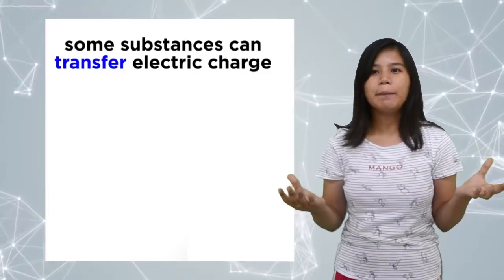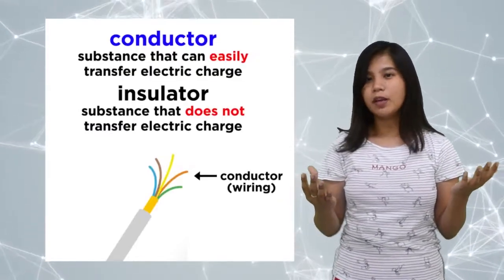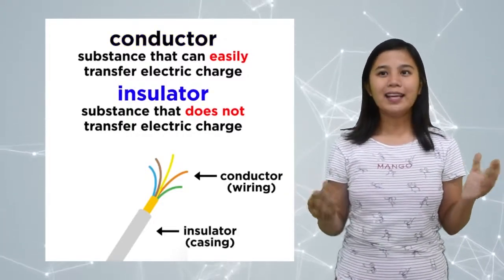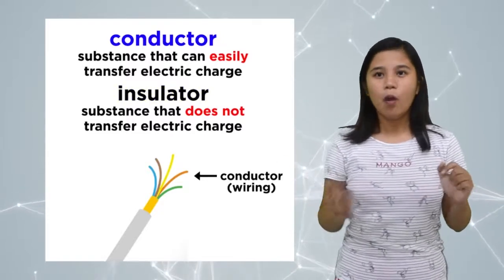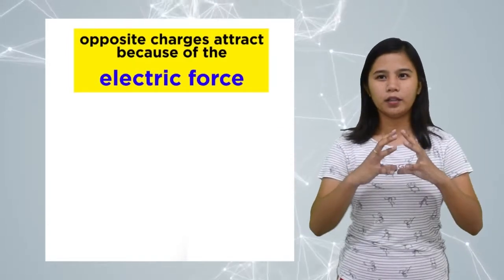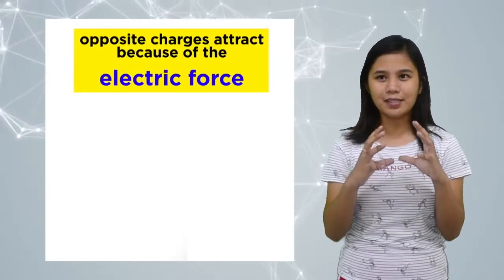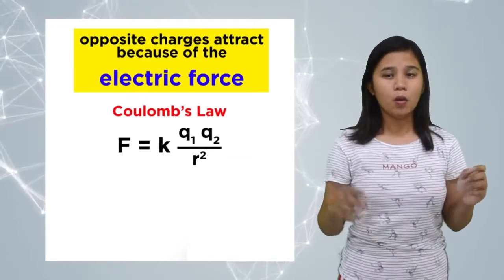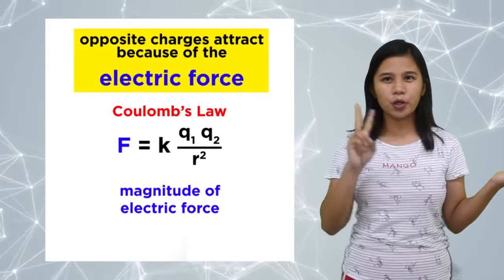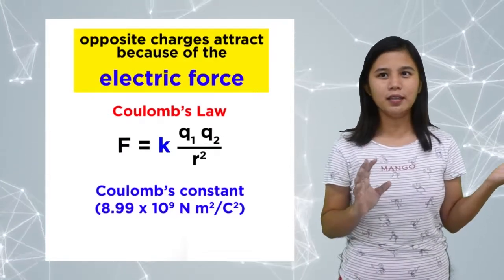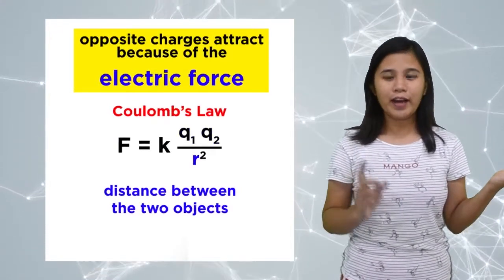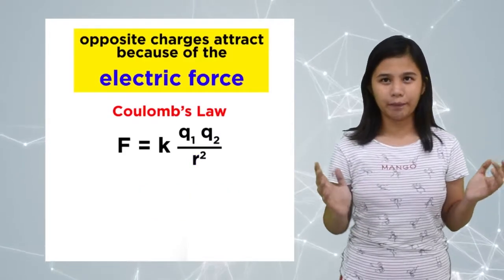We can categorize substances by their ability to transfer electric charge. A substance that can easily transfer electric charge is a conductor. One that can't is an insulator. Opposite charges attract one another because of the electric force. This is outlined in Coulomb's law, which states that the magnitude of the electric force between two objects is equal to Coulomb's constant times the charge on one object times the charge on the other, divided by the square of the distance between them.